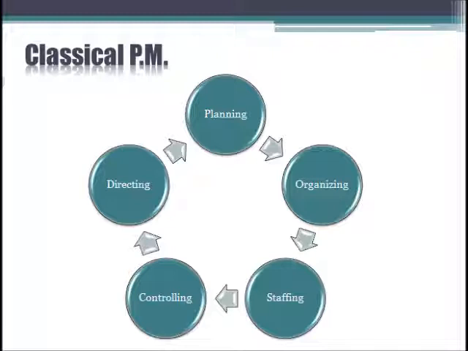Classical management is the usual management style that most project managers use. Classical management is usually considered to have 5 functions or principles: the planning phase, organizing phase, staffing phase, controlling phase, and the directing phase. Each one of these phases plays a crucial part in project management.